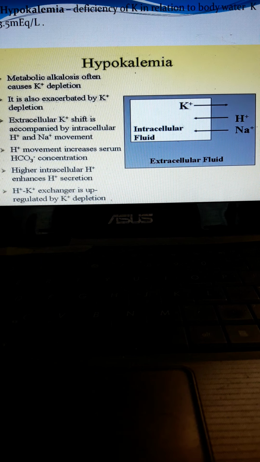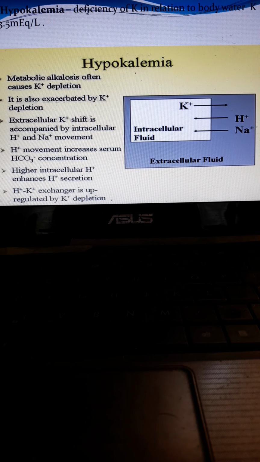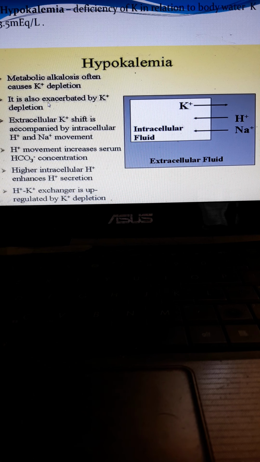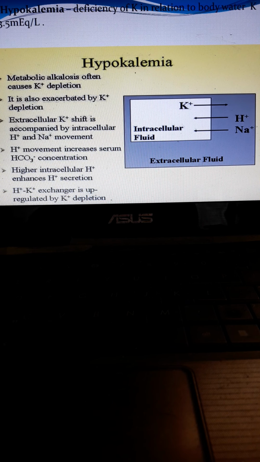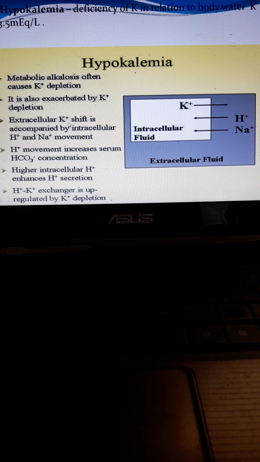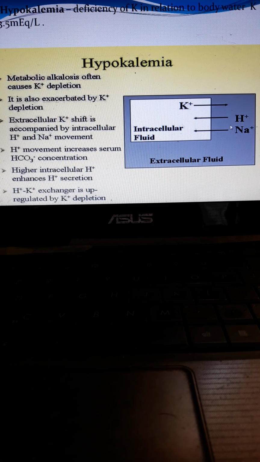during the excretion process. Okay, so hypokalemia: there is a deficiency of potassium ion in relation to the body water, with potassium less than 3.5 milliequivalents per liter. Metabolic alkalosis often causes potassium depletion, and it is exacerbated by potassium depletion, wherein there is a lowering amount of potassium in the blood. Extracellular potassium shift is accompanied by intracellular sodium and hydrogen movement.